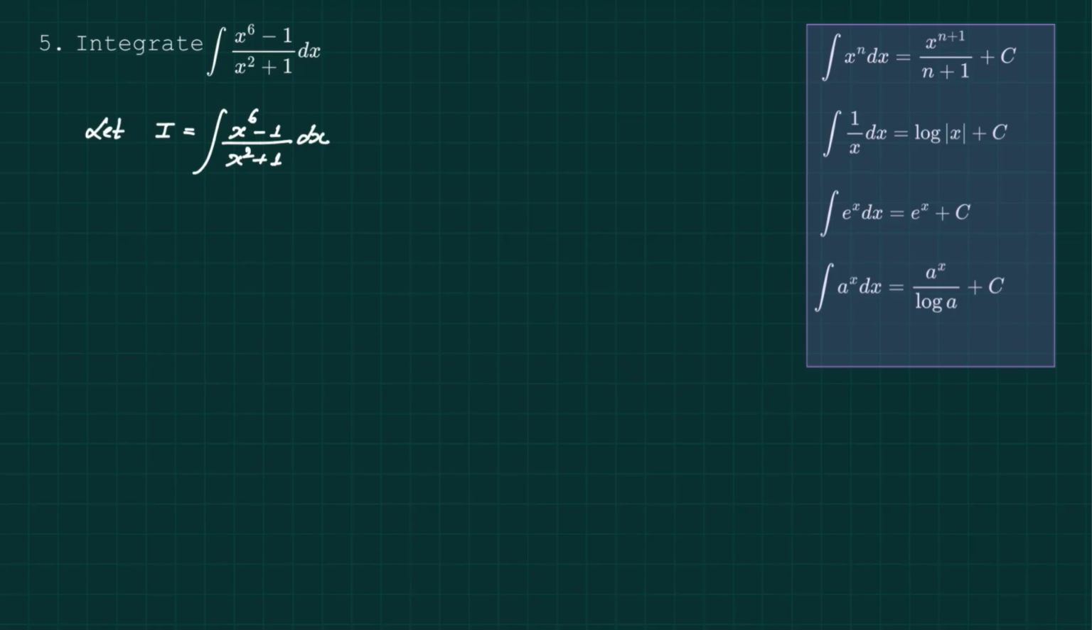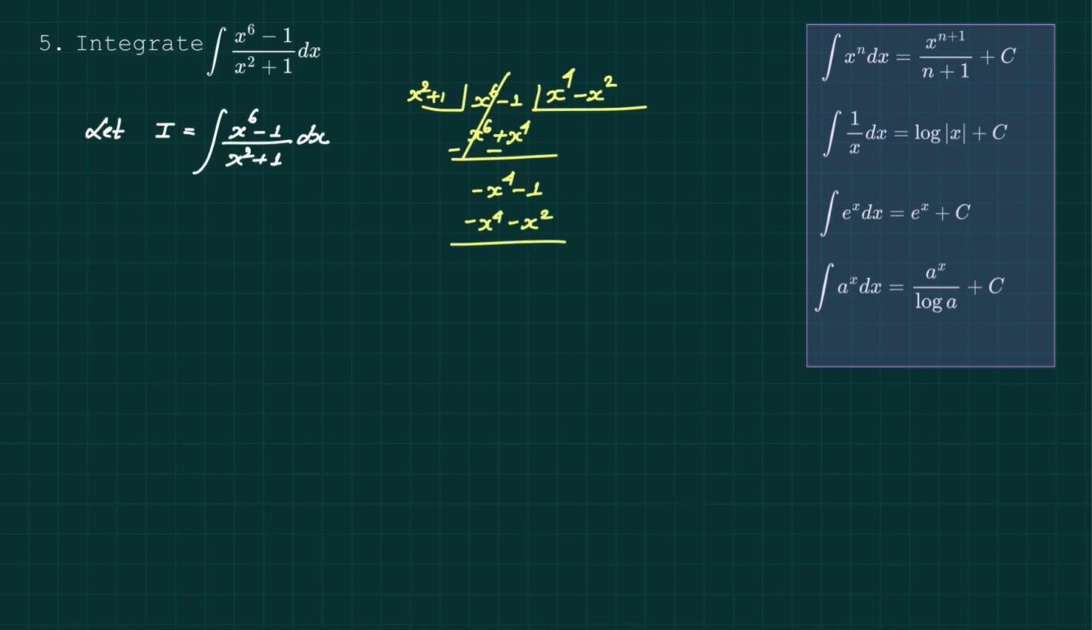Now let us divide the given function, that is x to the power 6 minus 1 by x squared plus 1. So on dividing, x squared into x to the power 4 is x to the power 6, and 1 into x to the power 4 is x to the power 4. So let us subtract here. So then we will have minus x to the power 4 minus 1. Now x squared minus x squared is minus x to the power 4, and 1 into minus x squared is minus x squared. Changing the sign, these two get cancelled, then I'll have x squared minus 1.